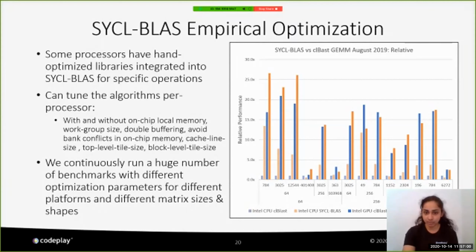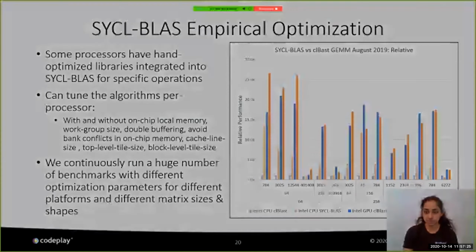This graph over here again shows the relative performance of SYCL-BLAS. It compares SYCL-BLAS on Intel CPU versus the OpenCL version on Intel CPU, and again the Intel GPU OpenCL version as well as the Intel GPU SYCL-BLAS version. And you can see that consistently, no matter what, whether we are running on the CPU or on the GPU, SYCL-BLAS performs better than the OpenCL-BLAS version.